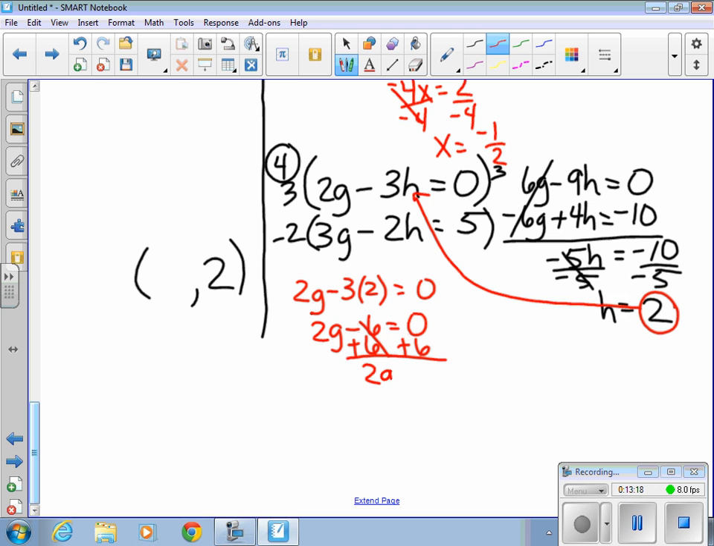You have 2g equals 6. Divide by 2, and this will give you a value for g equals 3. So in your ordered pair, the answer becomes 3, 2.